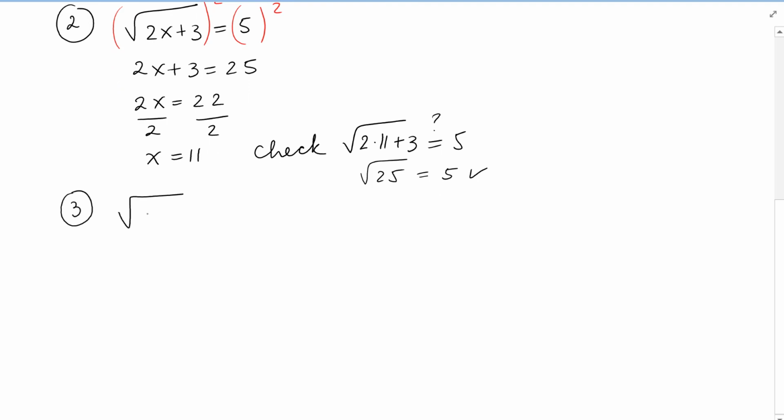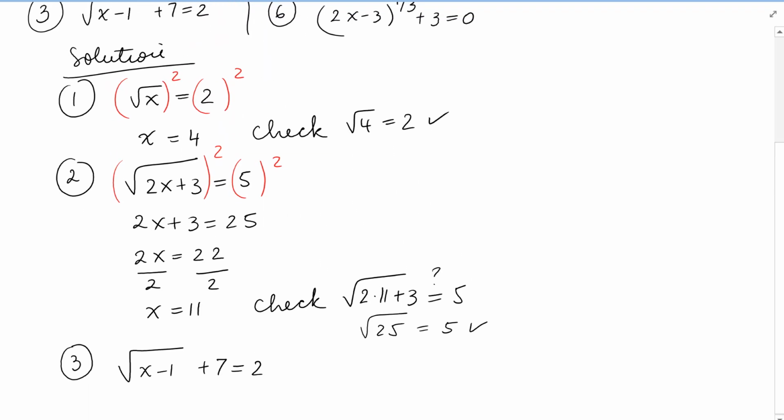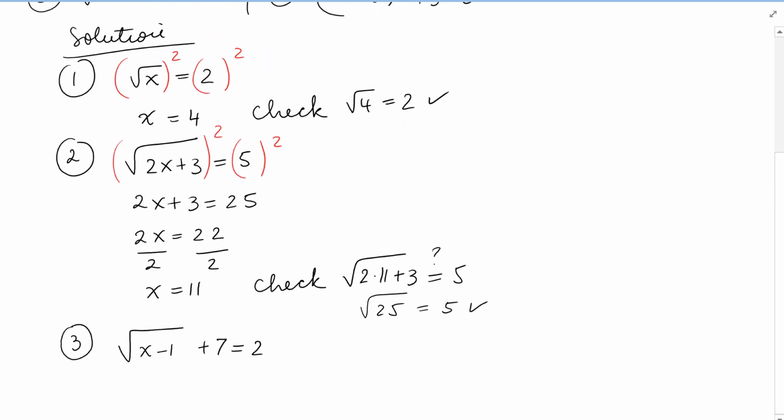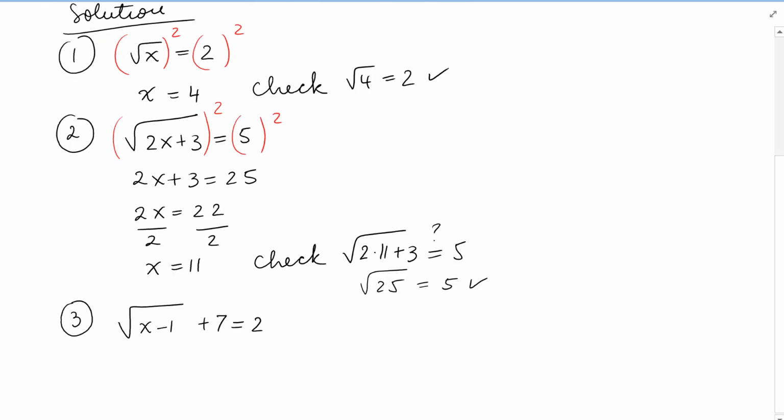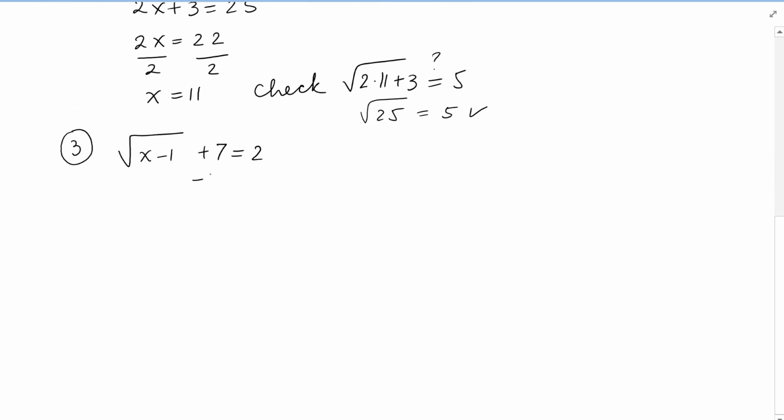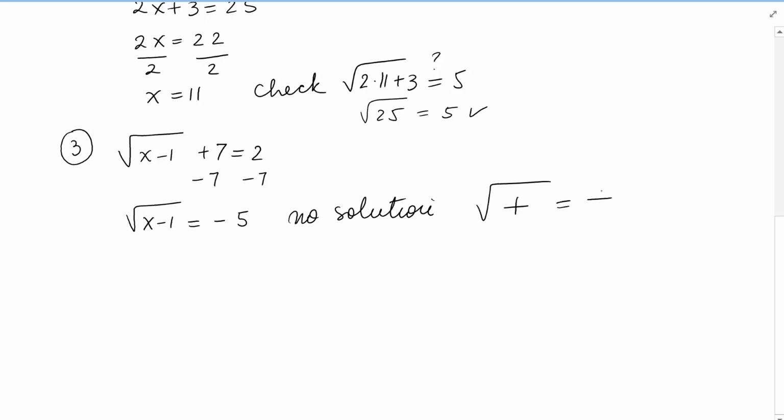Square root of x minus 1 plus 7 equals 2. So the plus 7 is outside the square root. So as you noticed, in all the previous problems, we had on the left-hand side just the square root by itself. So let's isolate the square root by itself. So we subtract 7 from both sides and we get square root of x minus 1 equals negative 5. So now, square root of what number is negative? Well, no solution, right? Because square root of, we have to have positive numbers, we end up with positive numbers. So no solution or the empty set.